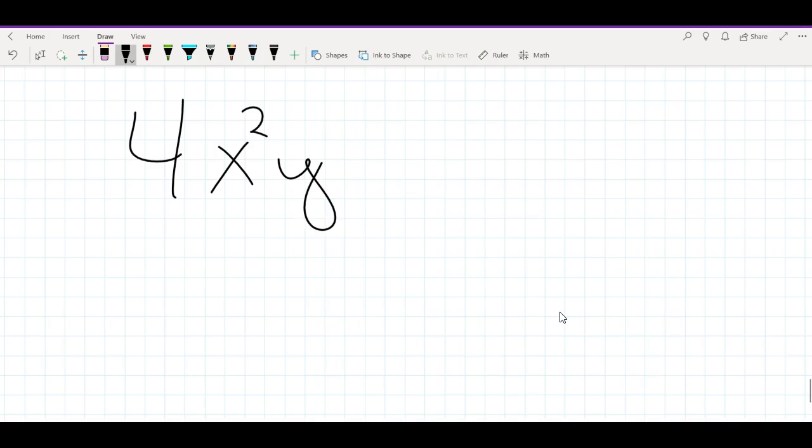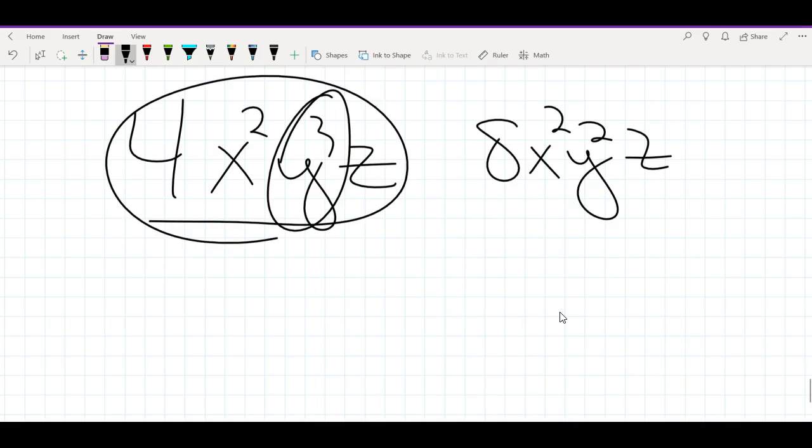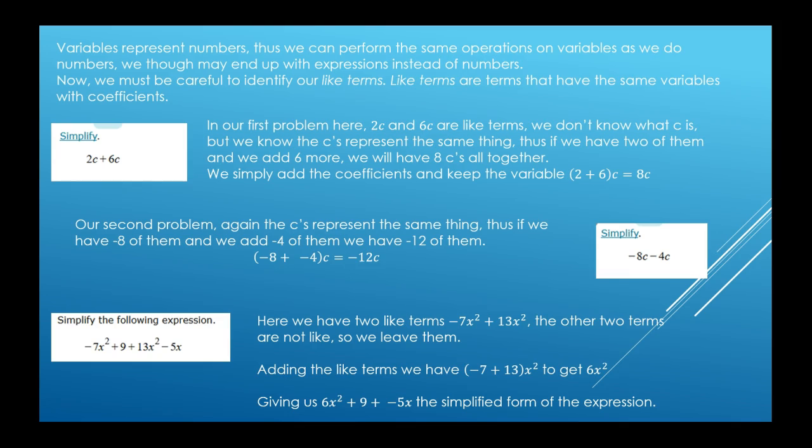4x squared y to the third z and 8x squared y squared z are not like terms. They're close, but they're not like terms because this term has 3 factors of y. This term only has 2 factors of y. So like terms have the same exact variable and exponent combinations. And we are able to combine like terms.